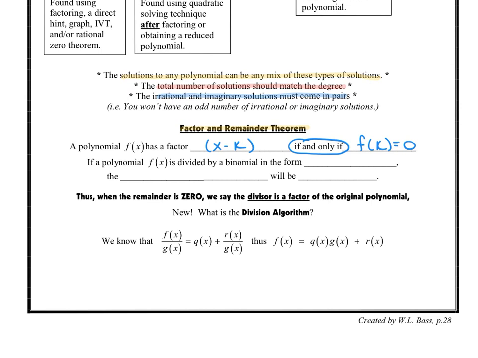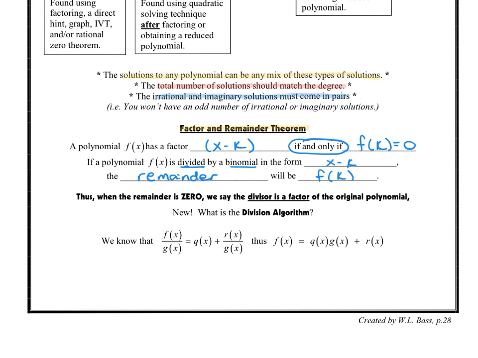Now, if we divide a polynomial by any binomial that's written in that x minus k form, meaning the leading coefficient is 1 and you're just subtracting some rational number there, then the remainder will be f of k. I'm sorry, I meant to say that. I was looking down at my 0. So our remainder is whatever you get when you evaluate that function for that k value.